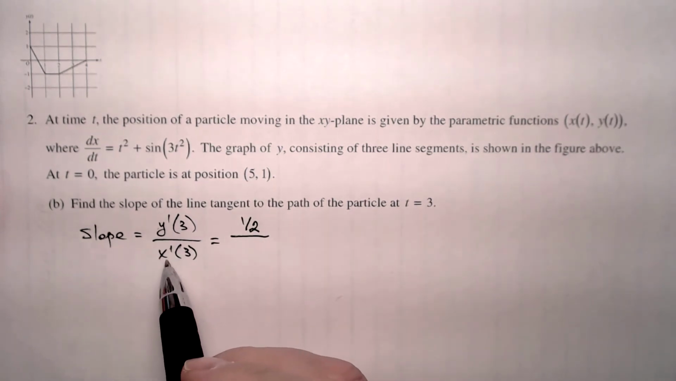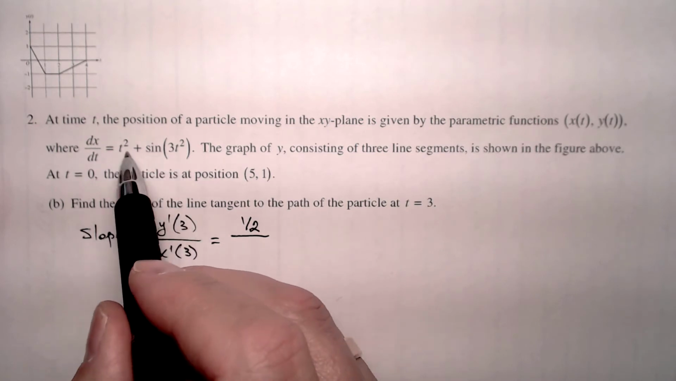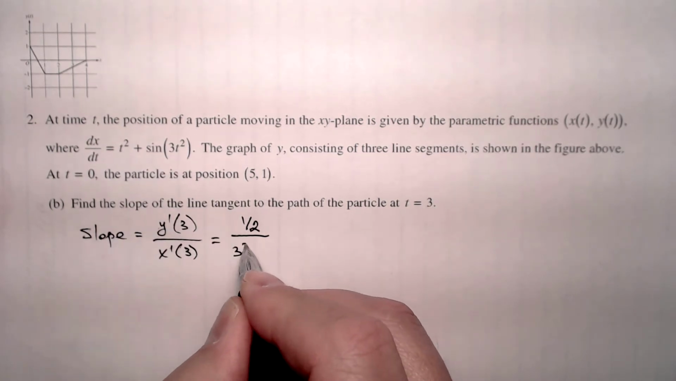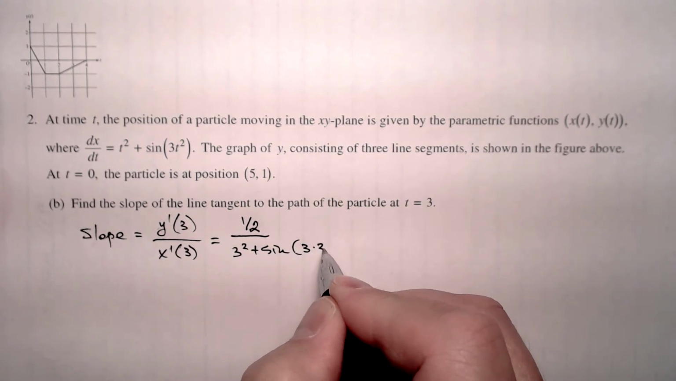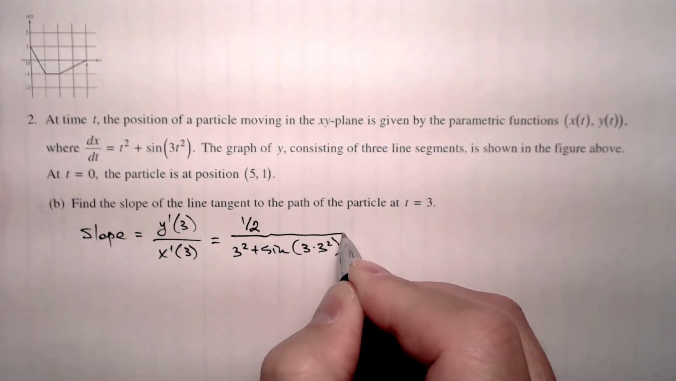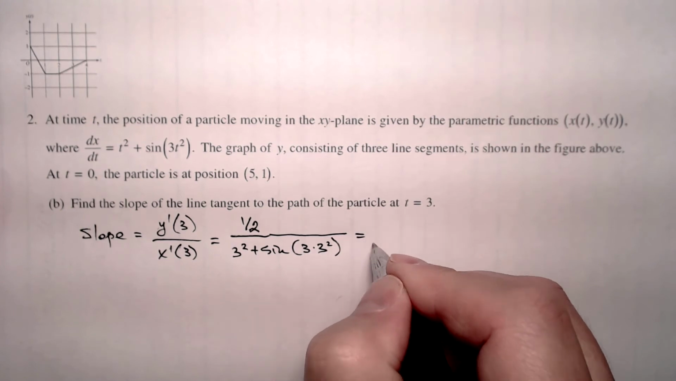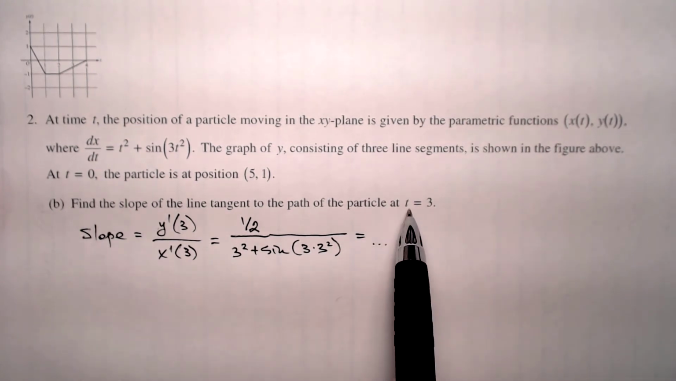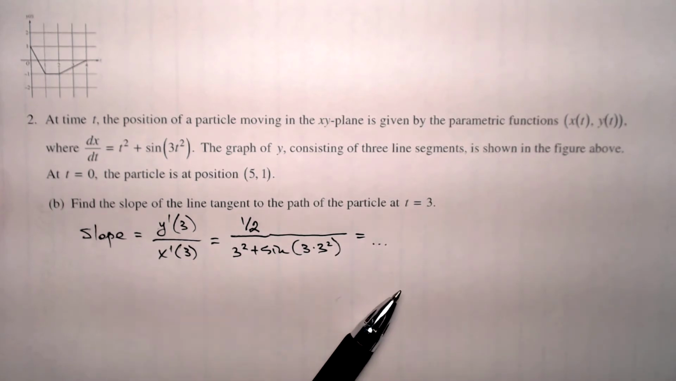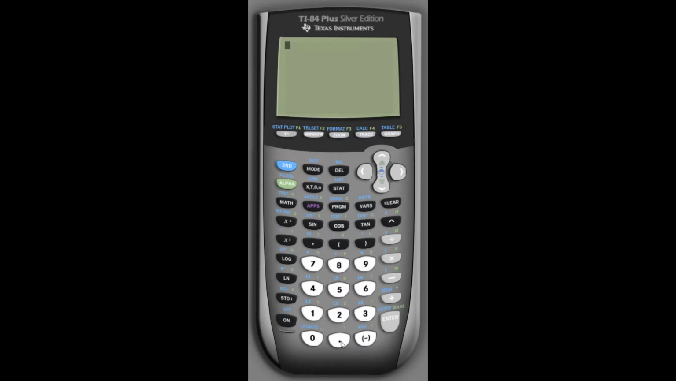And then derivative at point 3, we just need to plug in 3 here, which will be 3 squared plus sine of 3 times 3 squared. And so let's use a calculator to calculate that, and that will give us the slope at point t equals 3. So let's calculate the slope.